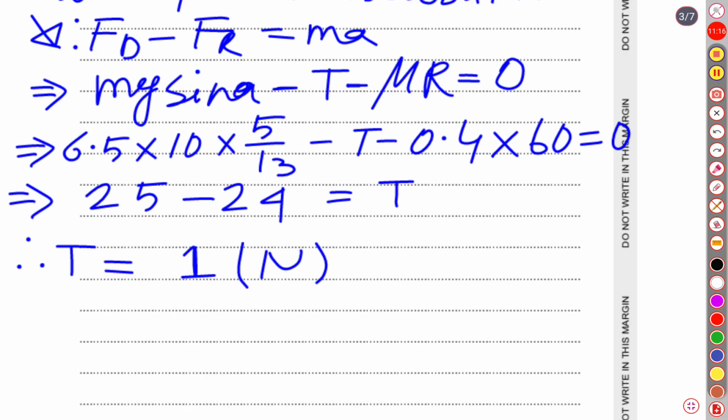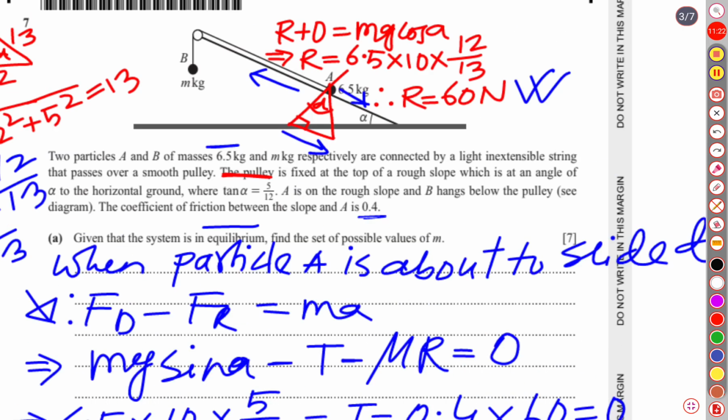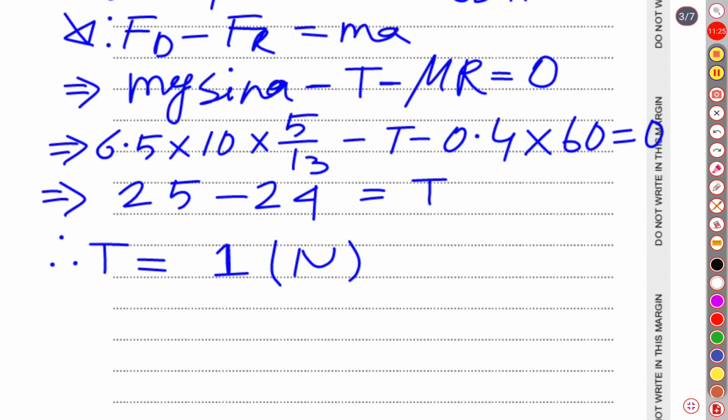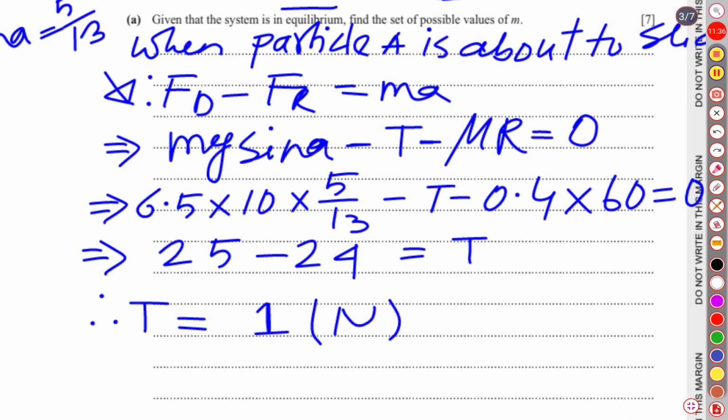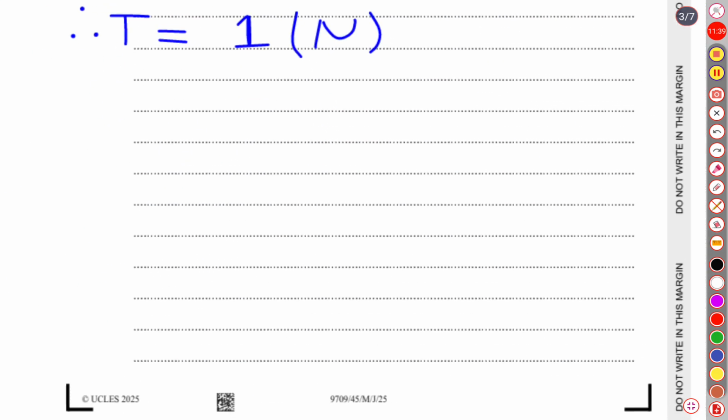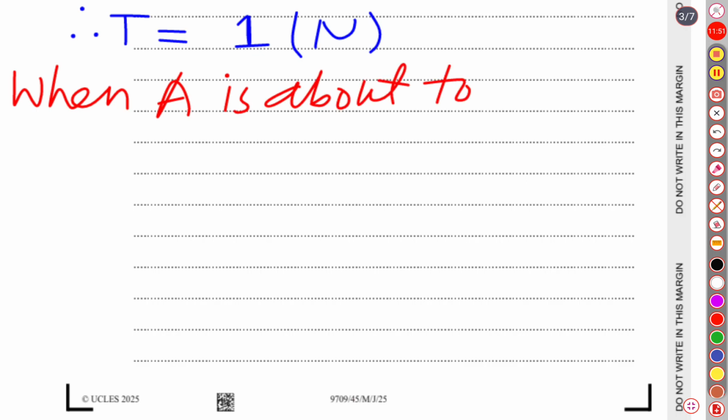Okay, the second possibility. What is the second possibility? We know that this is the tension when the particle was about to move down. Now we will find the tension in the string when the particle is about to move up. So let us write it in words. When A is about to move up, slide up or move up, whatever you write, the same concept we are going to apply.